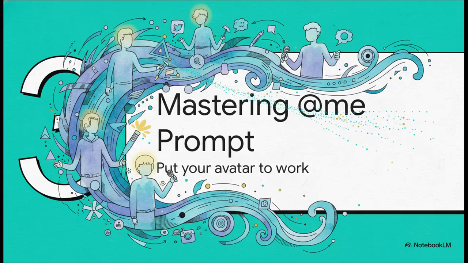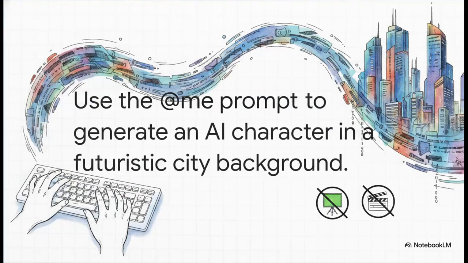Section 3, mastering the @me prompt. Let's put your avatar to work. All right, your avatar is built, so now it's time for the really fun part, the magic syntax that brings your digital twin to life. The whole system runs on a super simple text command. Whenever you want to generate content featuring yourself, all you do is type @me right into your prompt. So for example, if you prompt @me in a futuristic city background, the AI instantly generates your character looking right at home in this amazing sci-fi environment. You don't need a green screen, no location scouting, and definitely no expensive visual effects team.